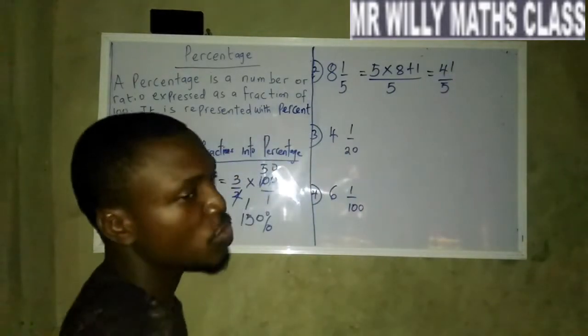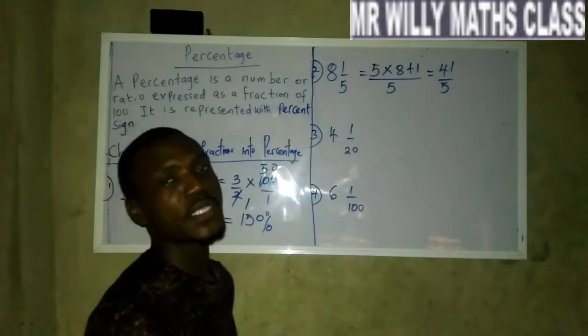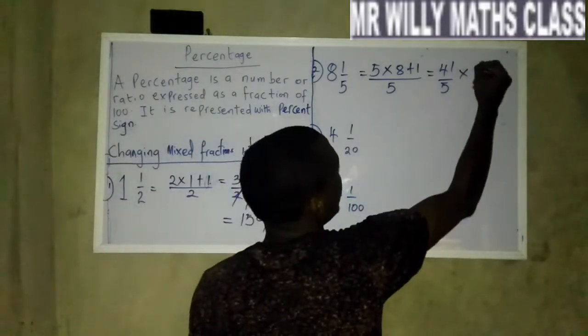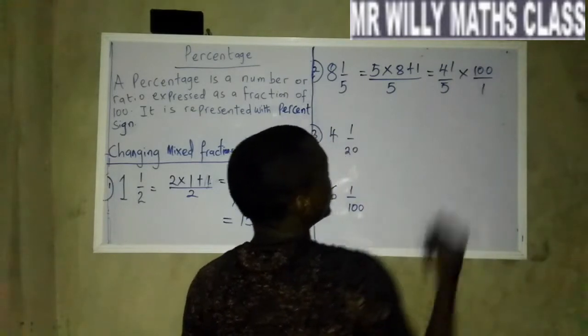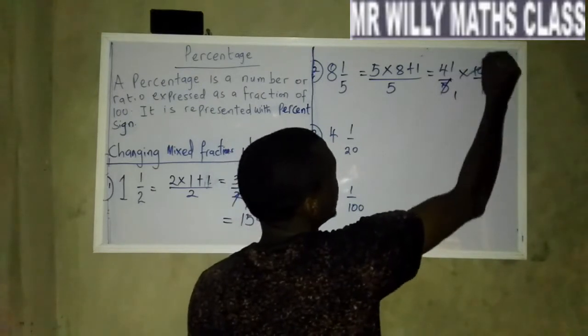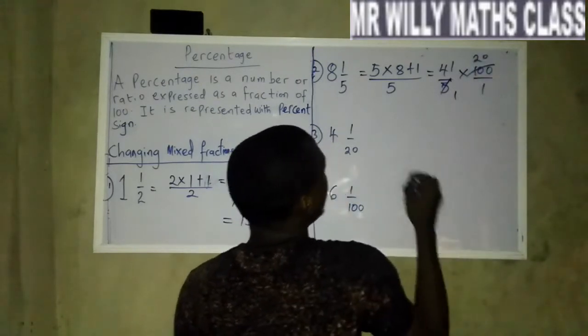After you have done your conversion, you multiply with 100. If you are to convert a fraction into percentage, you are to multiply with 100. So we're going to multiply 41/5 times 100/1. Then you break it down. That will be 5 here 1. 5 in 100, that's 20. Now 41 times 20.